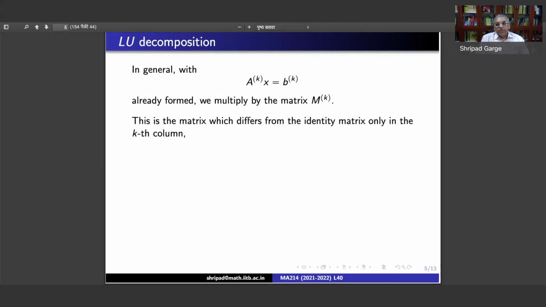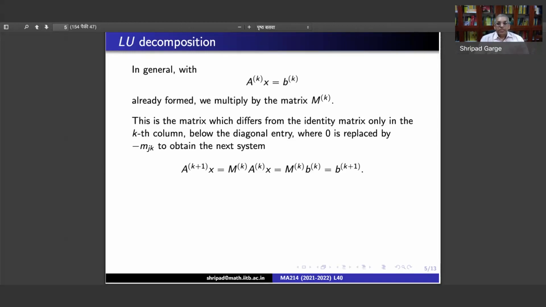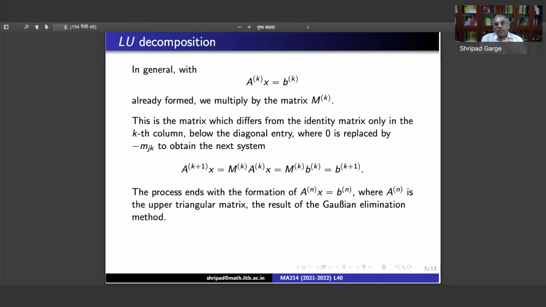So even this matrix MK differs from the identity matrix only in the kth column below the diagonal entry, where 0 will be replaced by minus MJK. Here the subscripts are correct, kth column. And then we obtain the next system, which is AK plus 1 x equal to BK plus 1, obtained by multiplying AKX equal to BK by MK on the left hand side. So this process will end when you would have formed ANX equal to BN, where AN is going to be the upper triangular matrix, the result of the Gaussian elimination method.